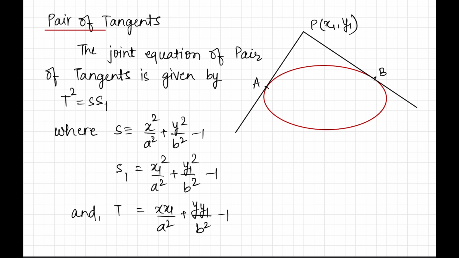So if we put in the values in this equation, we get the joint equation of pair of tangents. This equation is the same in case of parabola, circles and hyperbola. So let us now discuss the next concept, which is the concept of chord with a given midpoint.